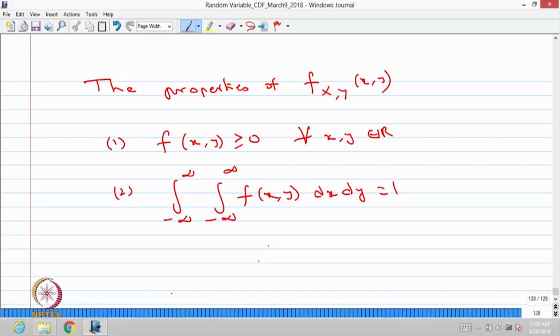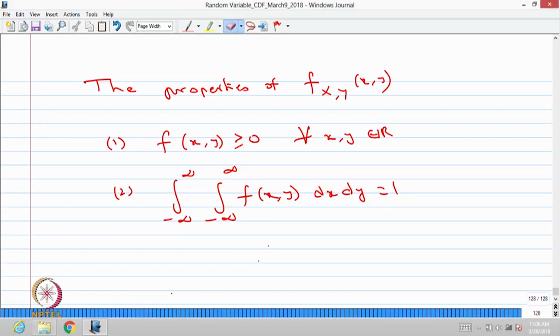That means if you have any real valued function with two variables satisfying these two conditions, it may be a joint probability density function of some two-dimensional random variable. If you have a two-dimensional random variable of continuous type, which has a joint probability density function that satisfies these two properties.